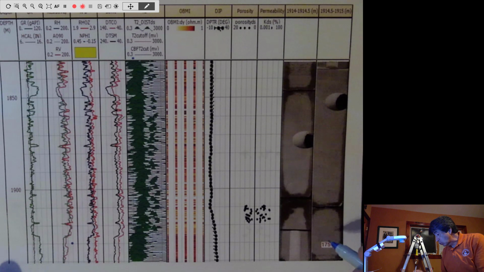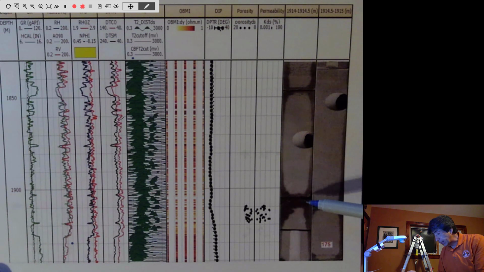Let's go now to page 175, and in this example, if you look at the core photographs, you're going to be able to see the presence and impregnation of hydrocarbon. It's a very important point, and typically what you see is hydrocarbon placed in the layers of sandstone which have the best petrophysical properties because of the migration.